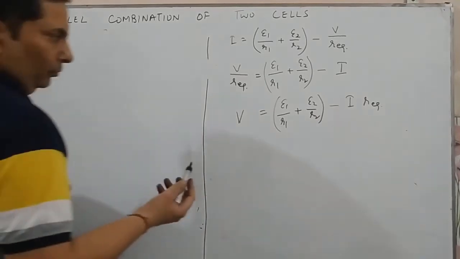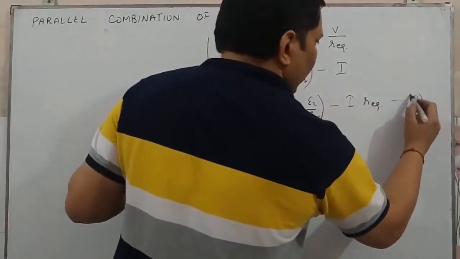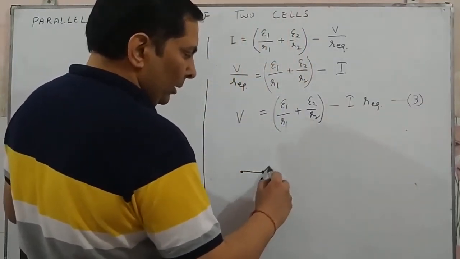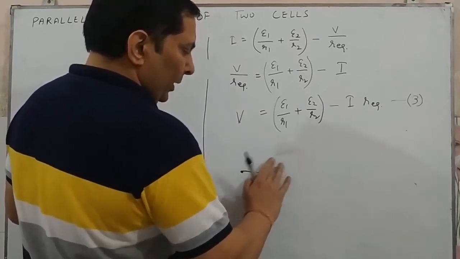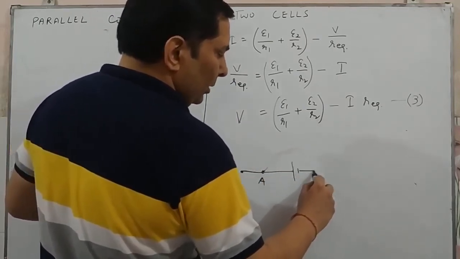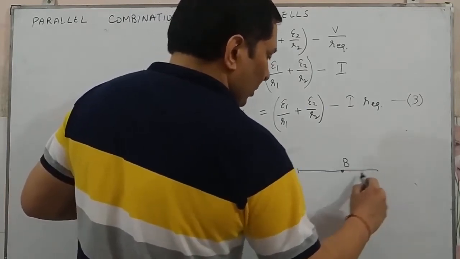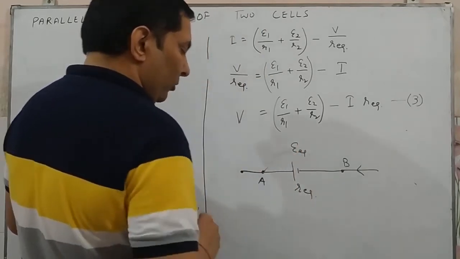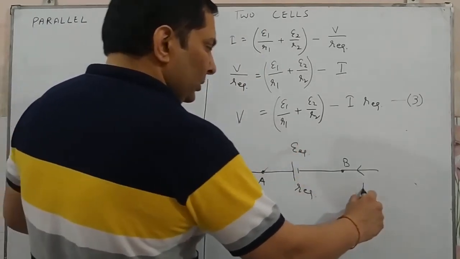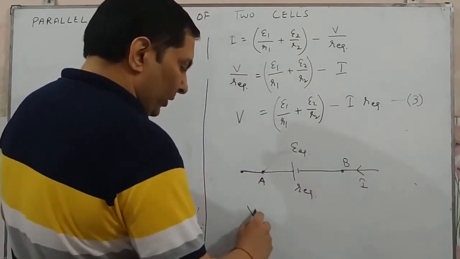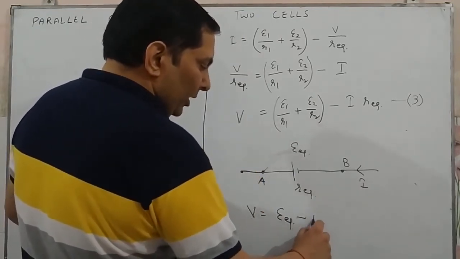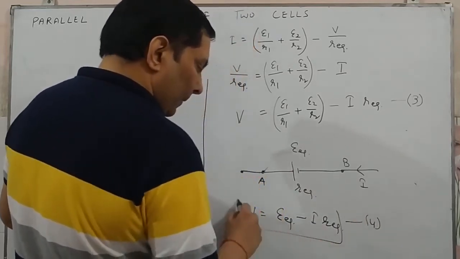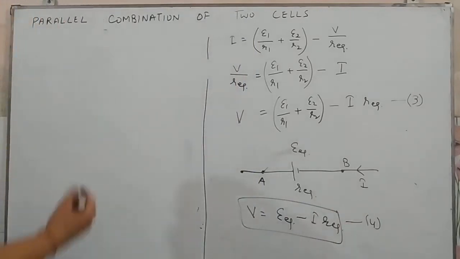Now, take this as number 3. Now we have between the same two points A, we connect a single cell, whose EMF and resistance are equivalent. In that case we can say that V equals E equivalent minus I into R equivalent. This is 4. Comparing 3 and 4.